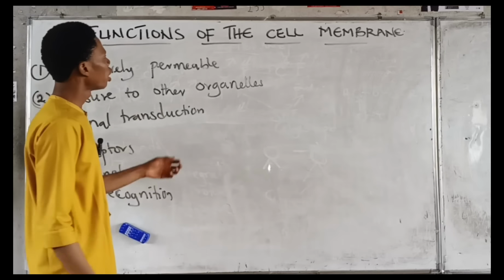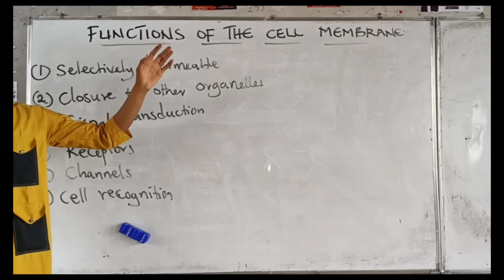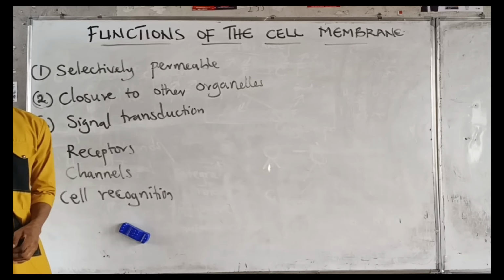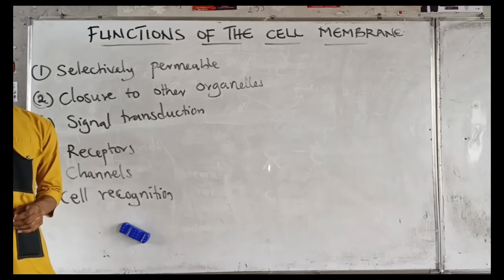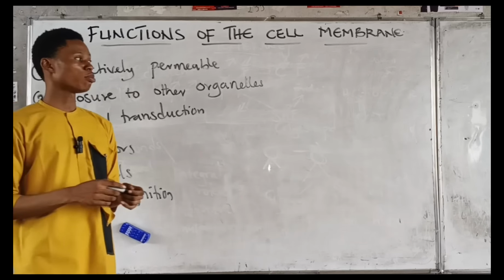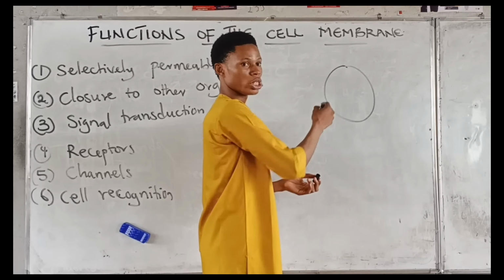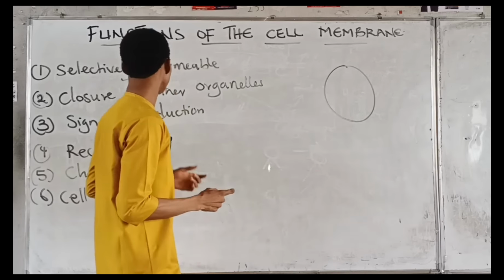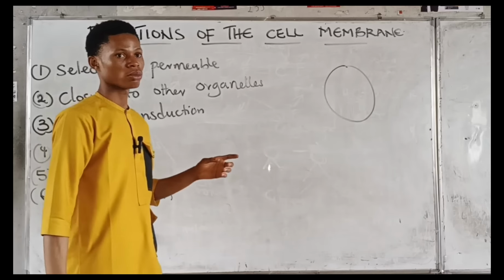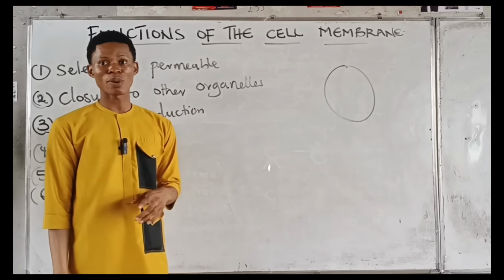So let's look at the functions of the cell membrane. Are we together? Functions of the cell membrane. Now first, we know that the cell membrane serves as a barrier, regulating what is coming in or going out of the cell. Now the first one here is selective permeability. The cell membrane is selectively permeable.